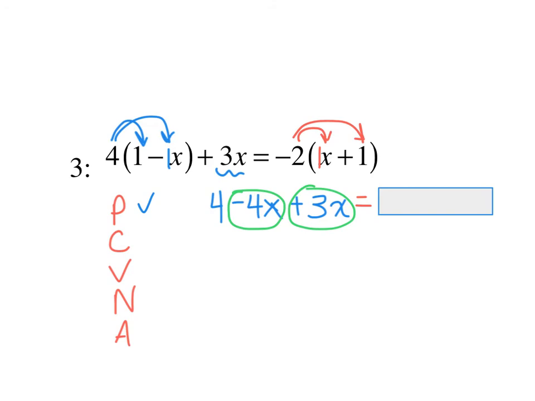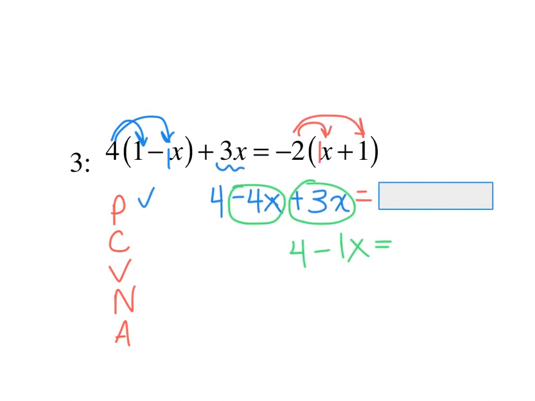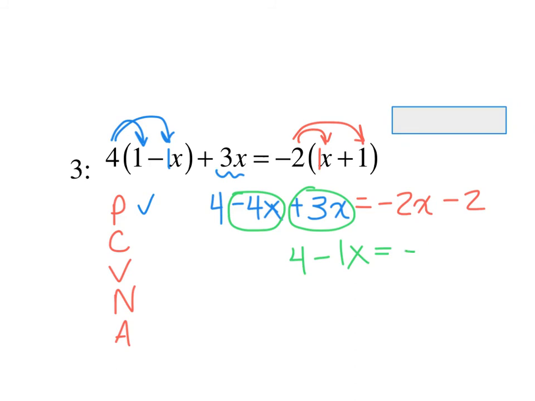-1, sorry. So I'm really doing 4 minus 1x. And that's equal to, I'm going to move my box, -2x minus 2. So now I combined my like terms because there's nothing to combine on the right-hand side, because -2x and -2 are not like terms. They both need an x or they both need to be numbers.